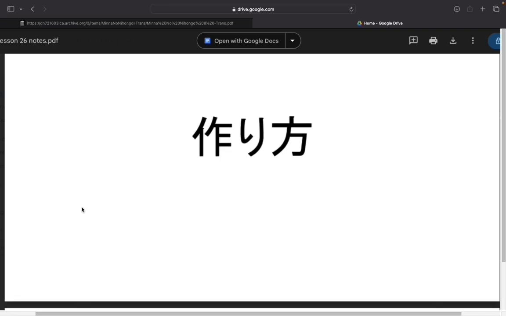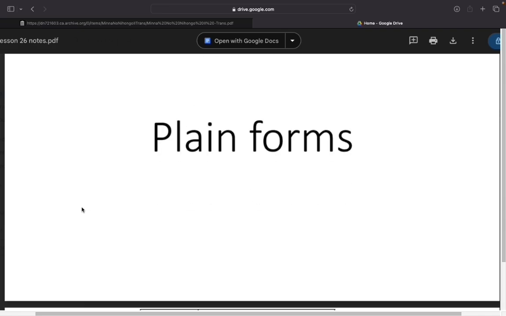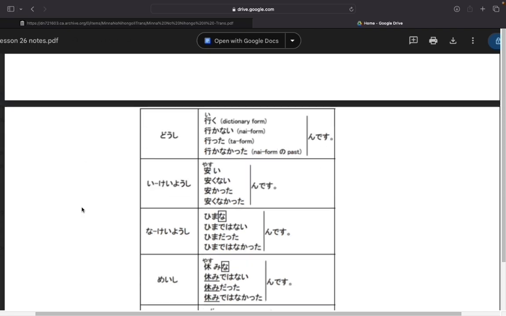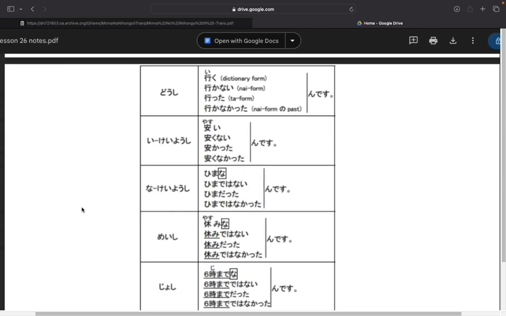The rule is very simple. You attach n desu to the plain form of verbs and adjectives and nouns. For example, iku becomes ikun desu. It is that I will go. Ikanai, ikanain desu. Itta, ittan desu. For i adjectives, yasui, yasuin desu. For na adjectives and nouns, you add na. So shizuka nan desu. Gakusei nan desu.